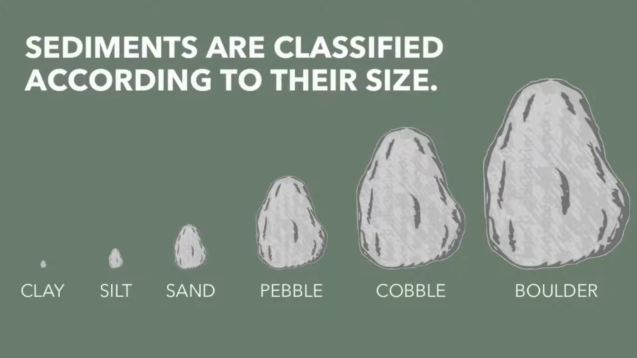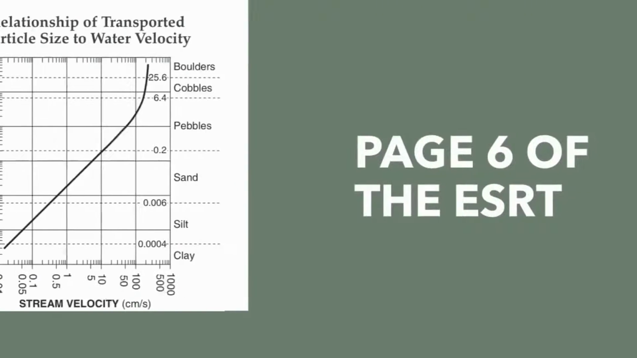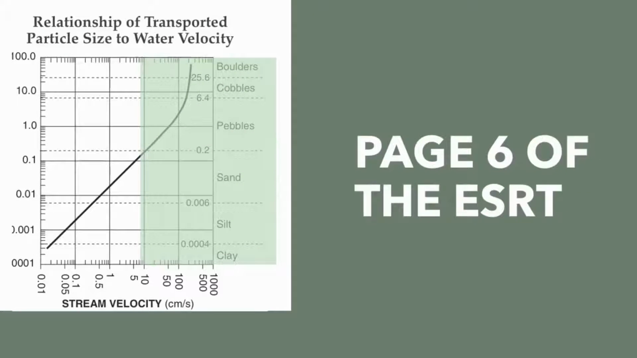If you want to know the specific sizes that make sediments fall into any of these categories, you can find that information on page 6 of your Earth Science reference tables. You can ignore the graph portion of this chart, as we haven't learned about it yet. However, I'd like you to pay attention to the names of the sediment sizes on the right-hand side that I've highlighted in green. They will tell you how big each sediment is.